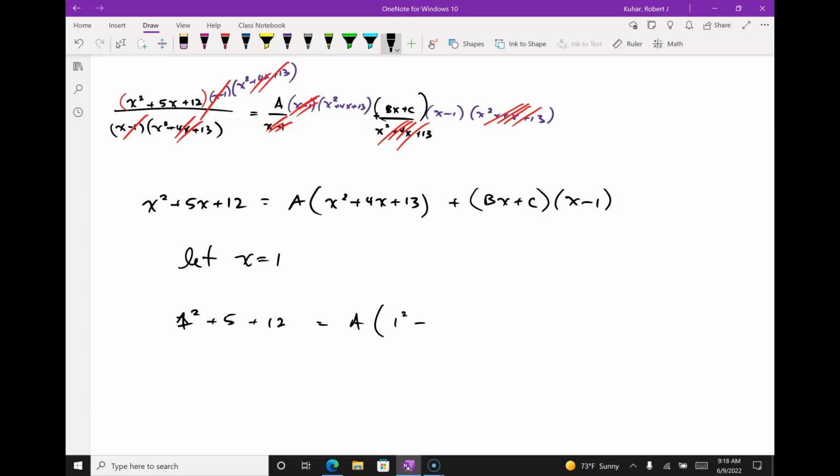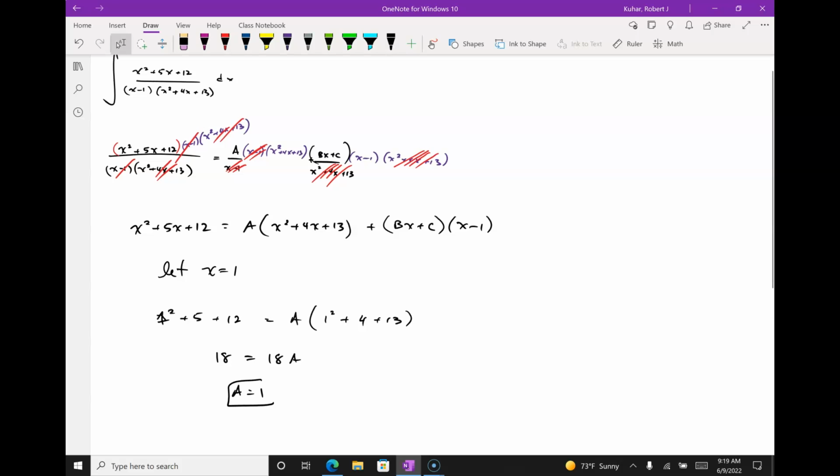Yeah, plus 4 plus 13. Okay, good. So I get 18 equals 18a. So a is 1. And I try to make coefficients "nice," that's in quotes, but if you're organized, everything should be fine.